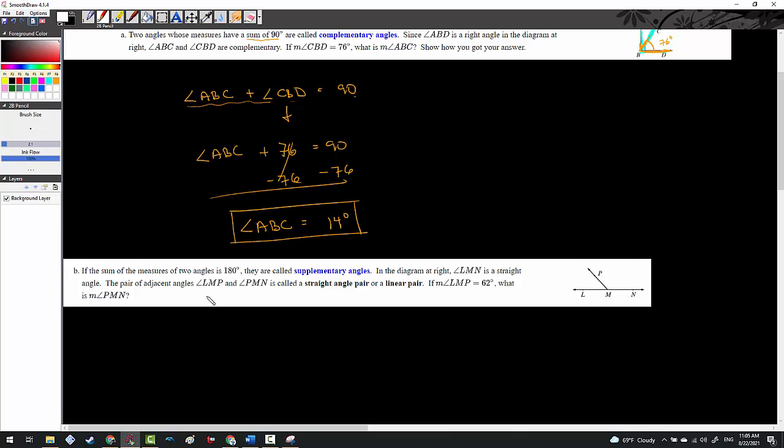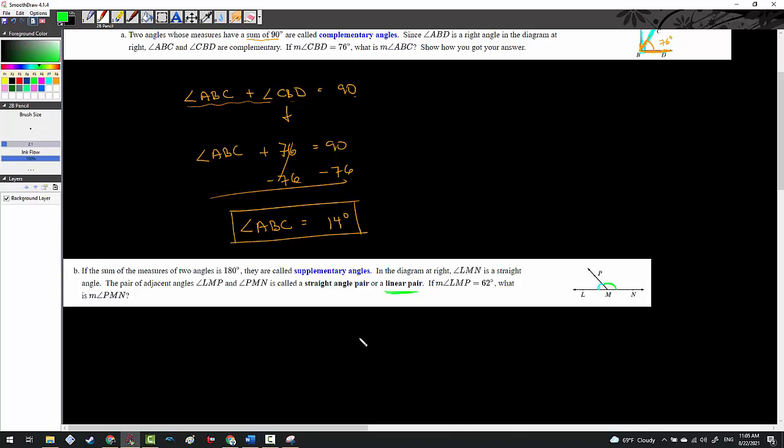It says the pair of adjacent angles, adjacent meaning next to, LMP, which is going to be this small blue one, and angle PMN, which is going to be this larger green one, hopefully we can tell the difference between the two, will form a straight angle pair or a linear pair. This idea that I'm highlighting in green, called the linear pair, we're going to use that term a lot, so hopefully you will remember that. A linear pair will always be 180 degrees when summed up.